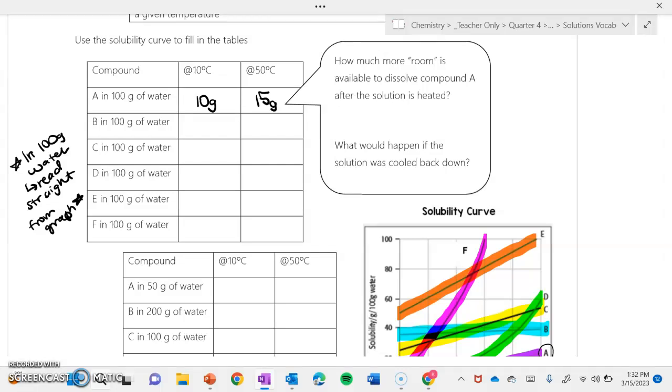So when I heat this up, how much more room is available to dissolve compound A after the solution is heated? Well, once it's heated, I can force in an additional 5 grams. 15 is 5 more than 10. So what would happen if the solution was cooled back down to that 10 degrees Celsius? Well, the solution would only be able to hold 10 again, and we would have 5 grams of excess on the bottom. So our solution would go back.